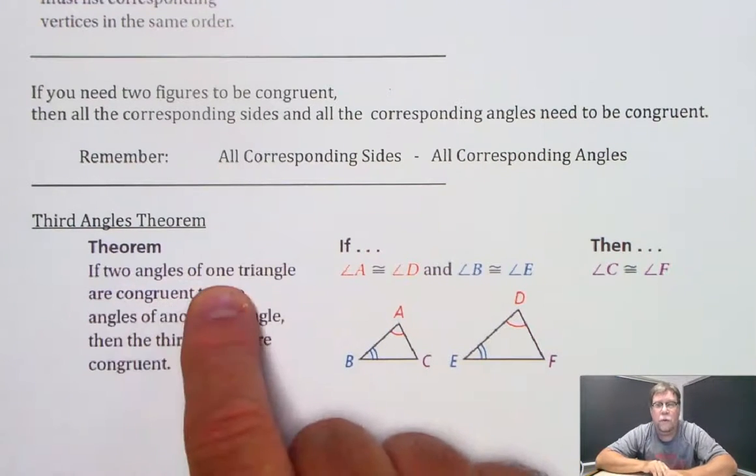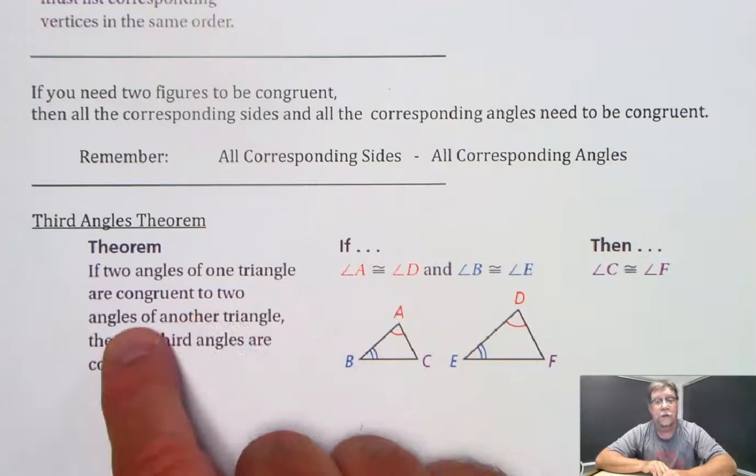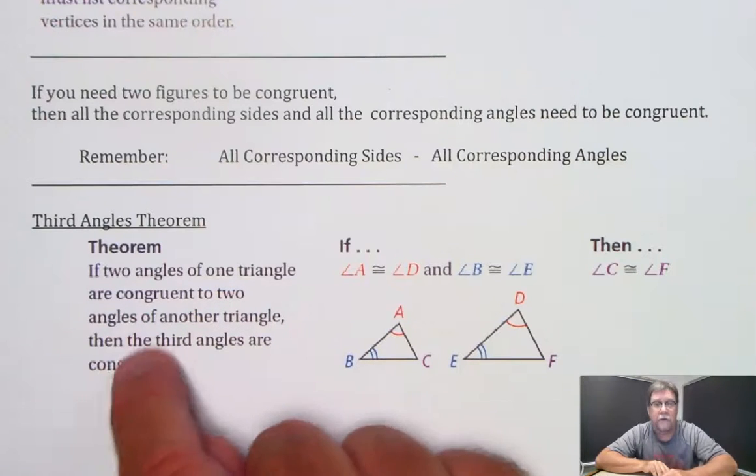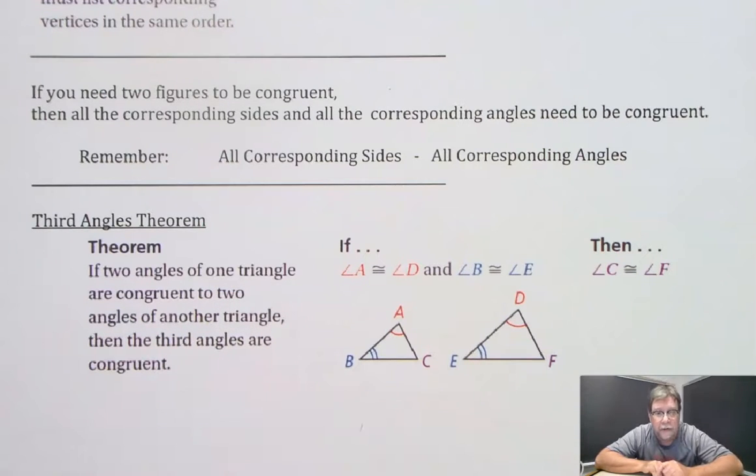If 2 angles of one triangle are congruent to 2 angles of another triangle, then the third angles are also congruent. And that's called the third angles theorem, and we probably will be using that in a proof down the line. So there's our notes.